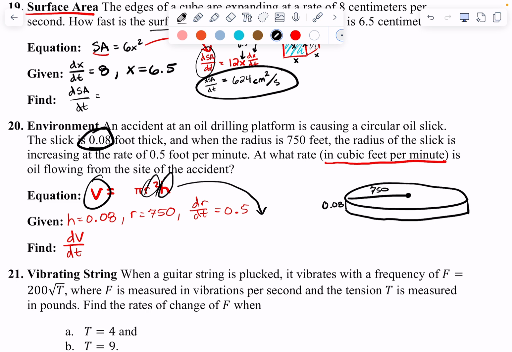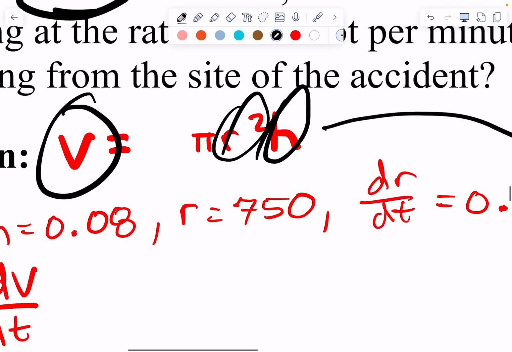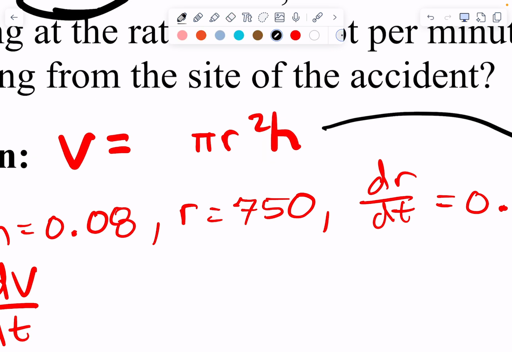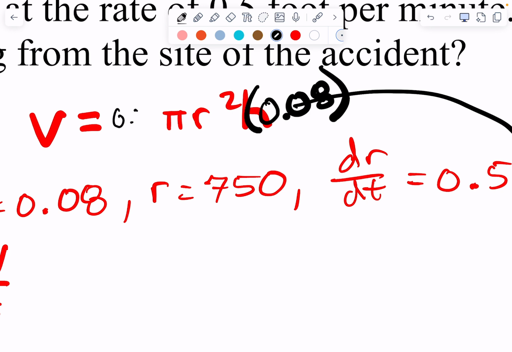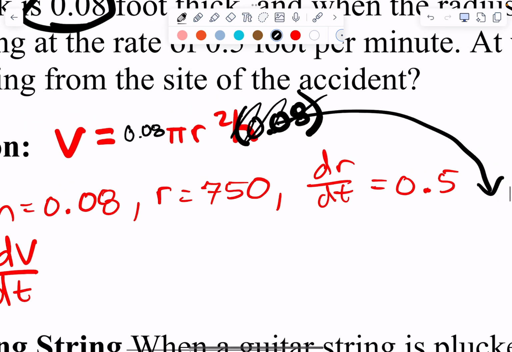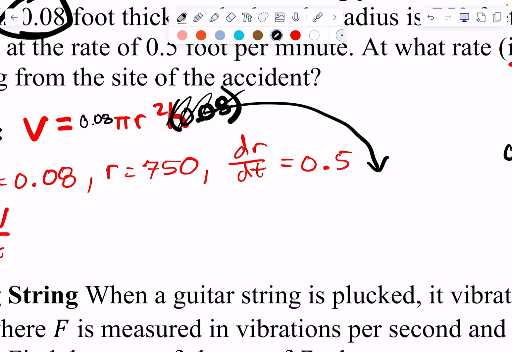So the height is not going to change, which means it's a constant. So we plug it in before we take the derivative. 0.08 stays like that, so I'm going to put it in front, 0.08. Now we don't have a height variable anymore, so we don't have to use the product rule, because we only have one variable on the right side, the radius. What's the derivative of V? dV/dt.